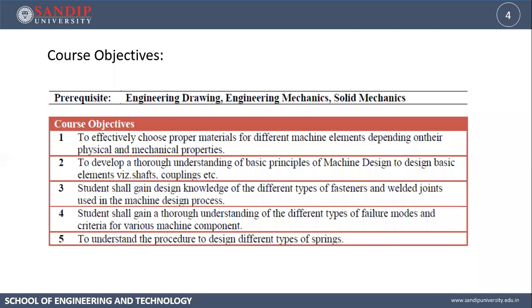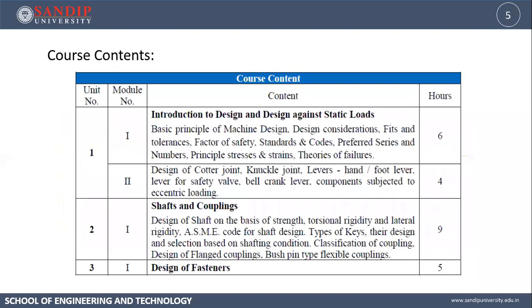Considering this objective, let us go through the syllabus and the contents of this design course. The first unit is Introduction to Design and Design Against Static Loading. Roughly 5 to 6 hours will be required. Based on the online part, it may be extended, but 6 to 7 hours are sufficient for discussing this particular unit.